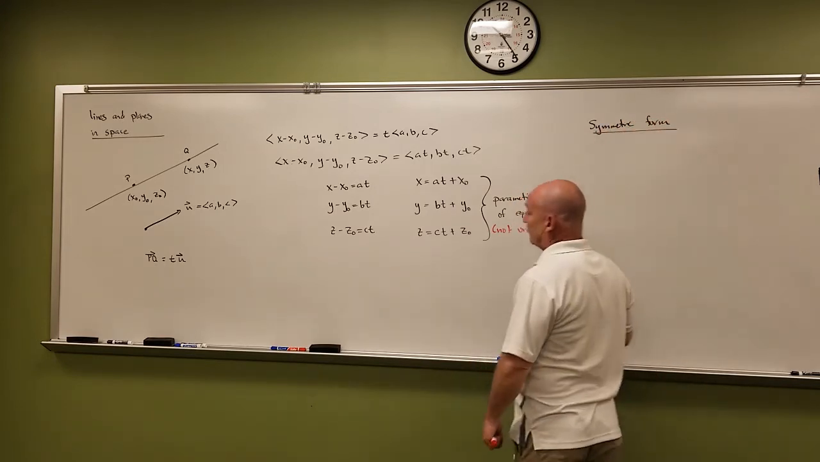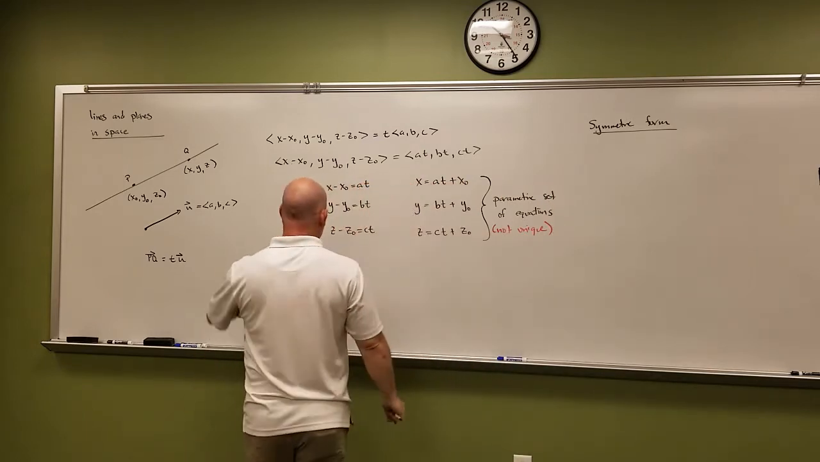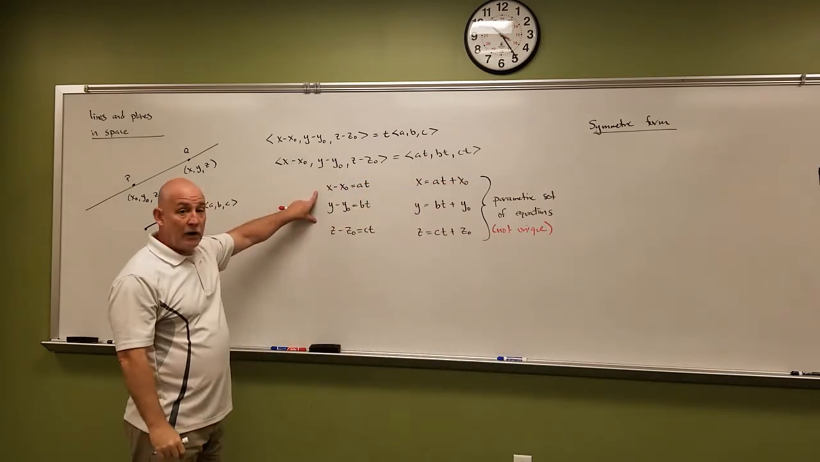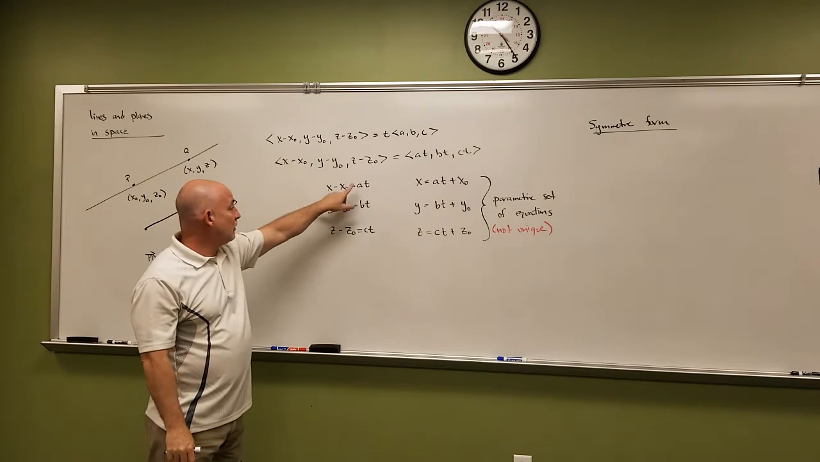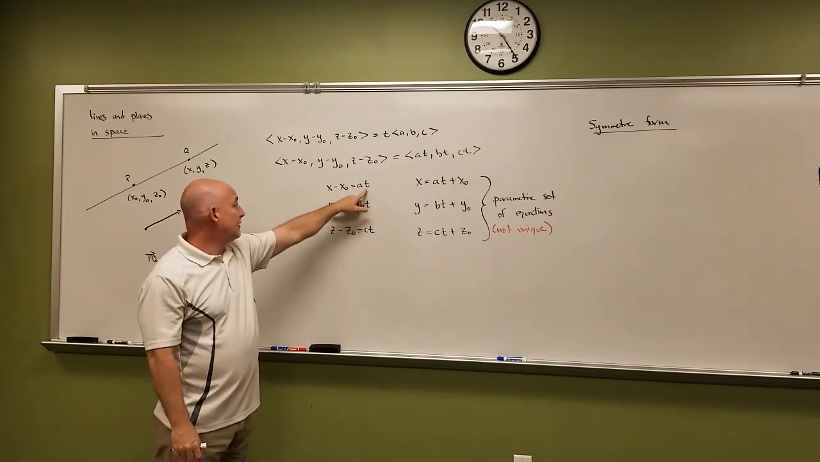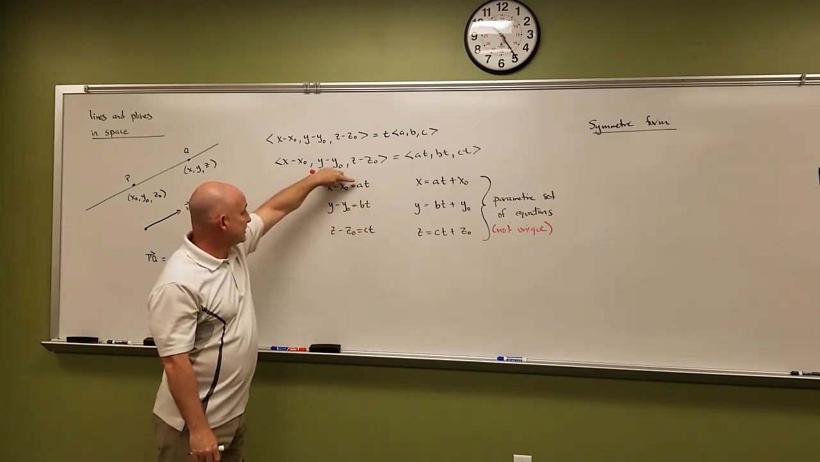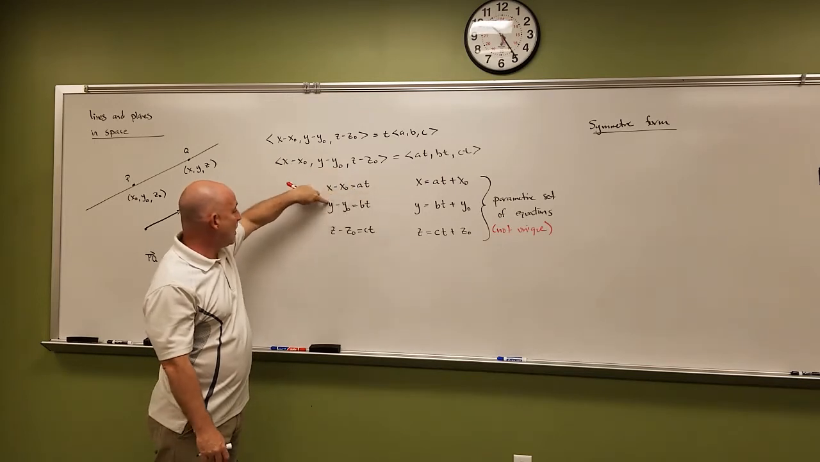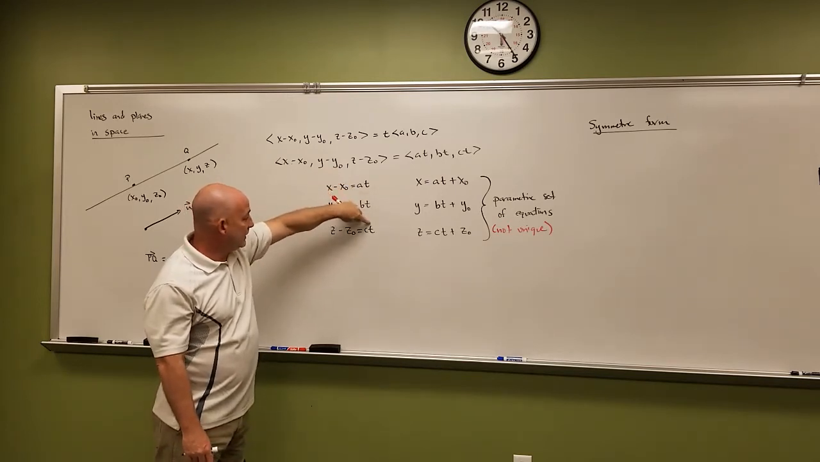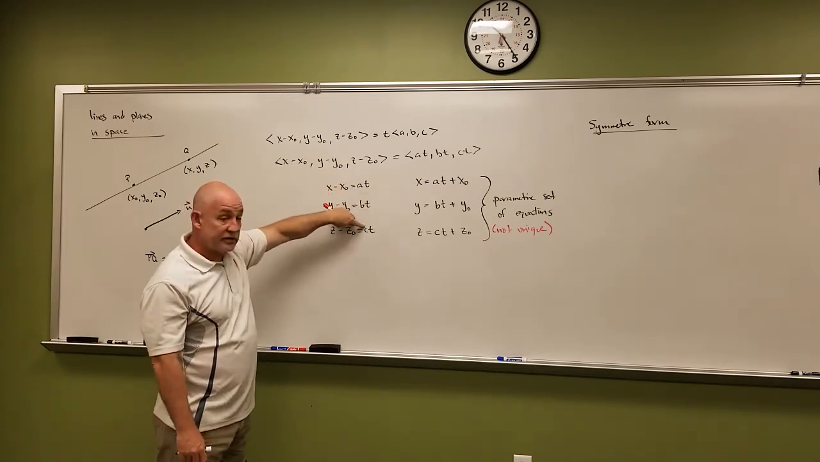All we do for the symmetric form, instead of solving for x, y, and z here, what if we solve for t in all of these? That means that t would be what? x minus x naught over a. t is also y minus y naught over b, and t would be z minus z naught over c.